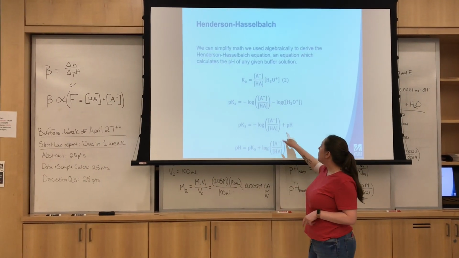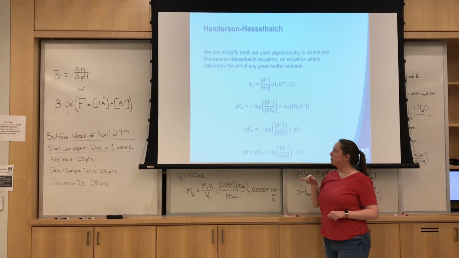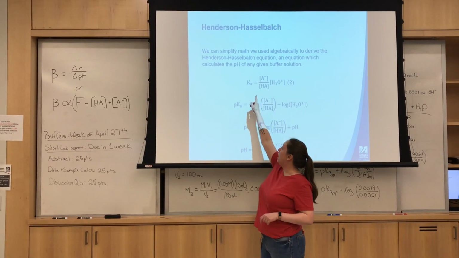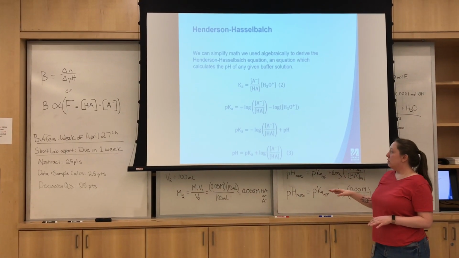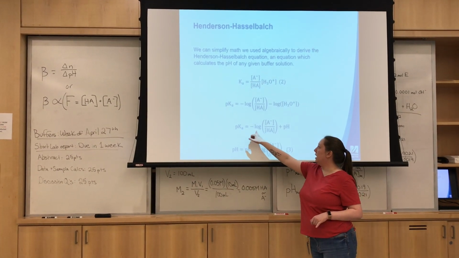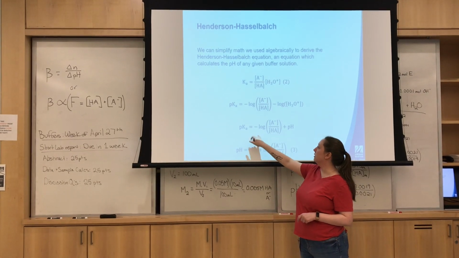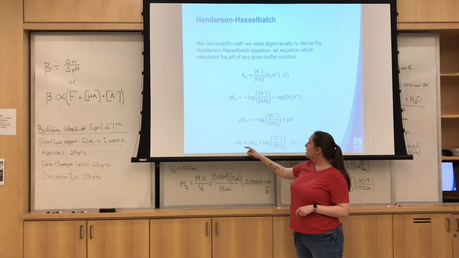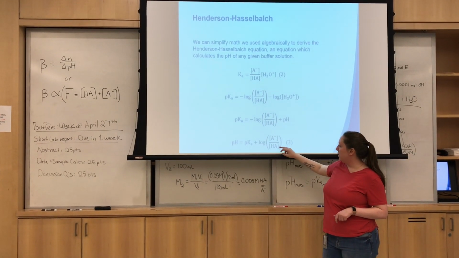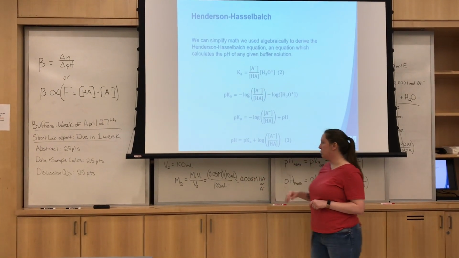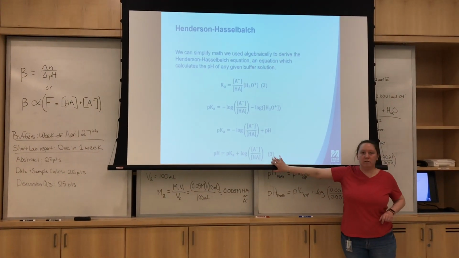Okay, so we know that the negative log of H3O plus is pH. We know that the negative log of Ka is pKa. So we can subtract the negative log of this on both sides, or we can add the log of this on both sides to get pKa plus the log of A minus over HA equals pH. So this is our Henderson-Hasselbalch equation.